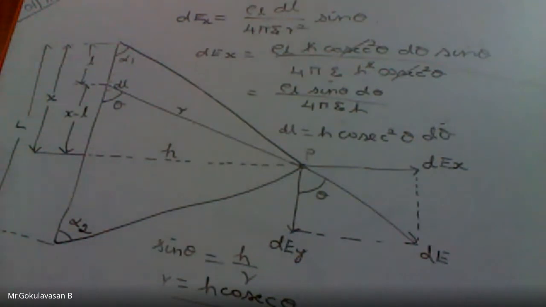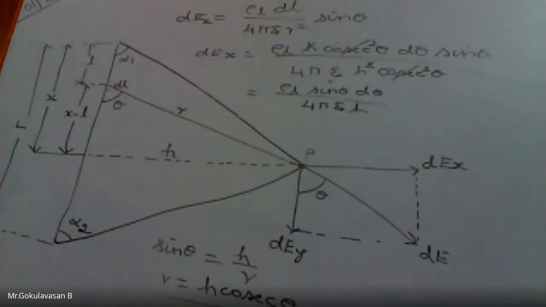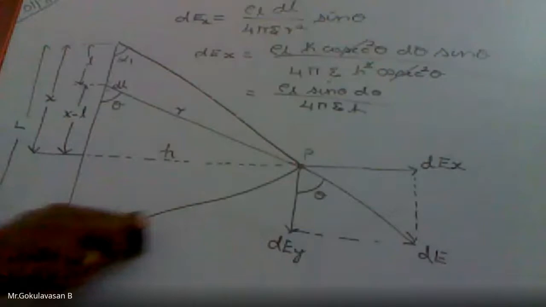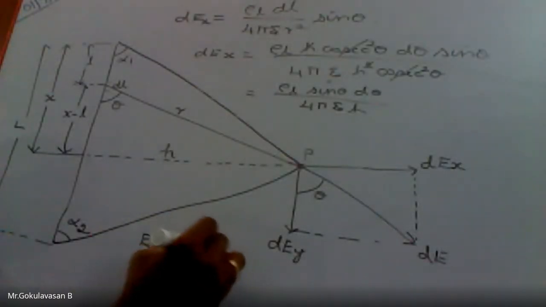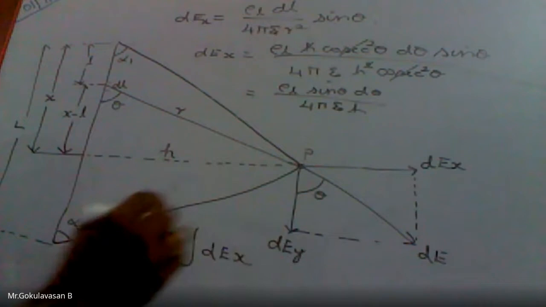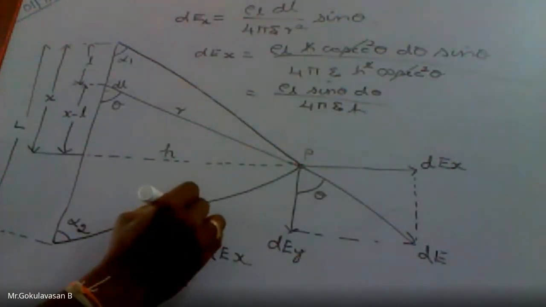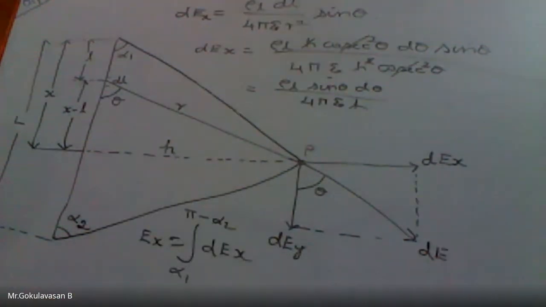Now we are going to find for the entire length. What I have done now is for dl, that is for a small infinitesimal element. If I consider the entire length of the conductor, we should not incorporate the theta value; we have to incorporate the angles alpha. So now we are going to find Ex. It's nothing but the integration of dEx between some range, and that range is very, very important. Here, for the entire length, I am going to put alpha 1 to pi minus alpha 2.